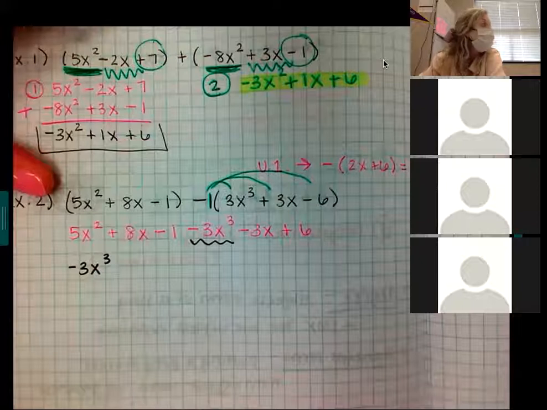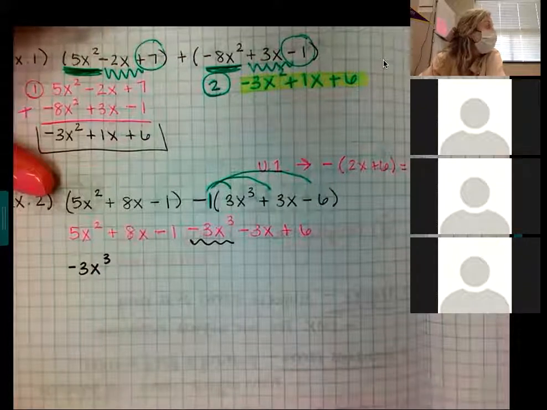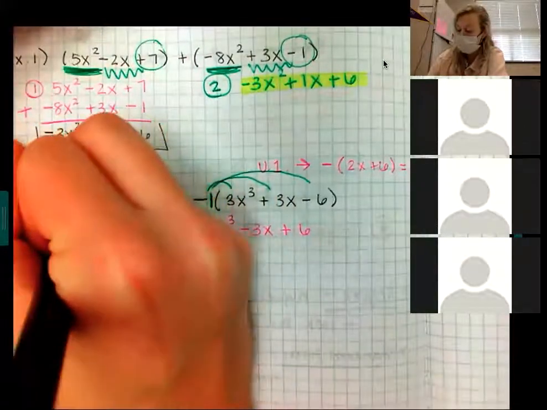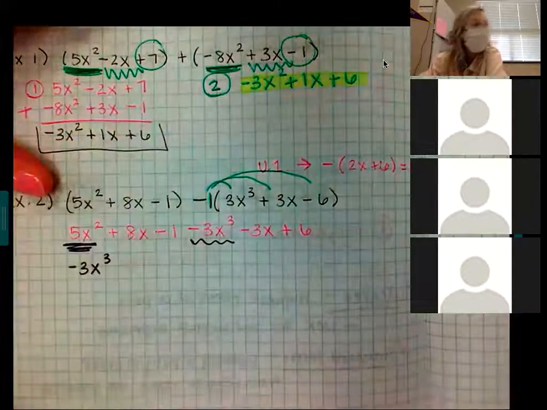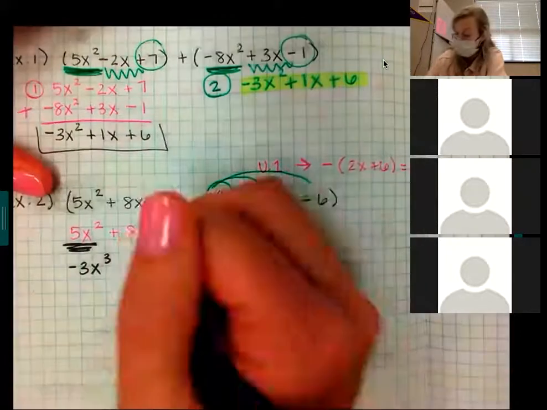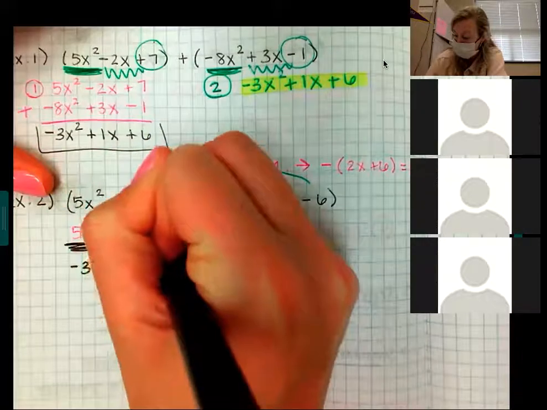What's the next biggest exponent y'all see? Yeah, so 5x squared should come next. But before we do that, do y'all see any other x squareds we could put it with? No, and that's okay if you don't see them. If you don't see them, you just bring it down. It's plus 5x squared.